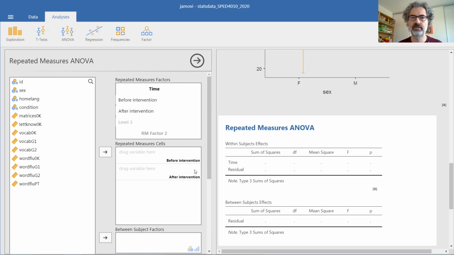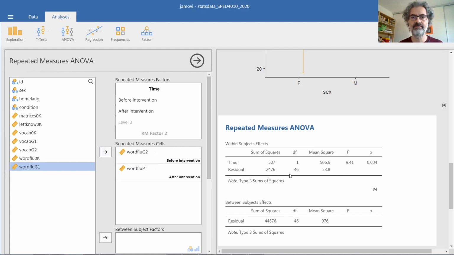And this is where I actually pull my variables to. So Jamovi took this label. This is the first level of my factor, before intervention. It was copied here. And so I have to pull the before intervention variable into this cell. So that was this one. And then the after intervention variable is this one. So now I have the two levels of my time independent variable entered as repeated measures. And as you see, Jamovi already begins to work on the ANOVA table without any other specification.